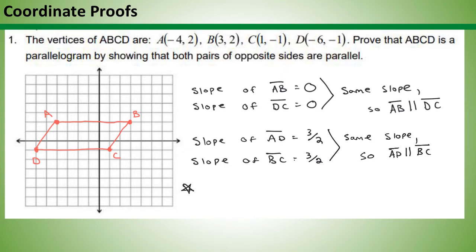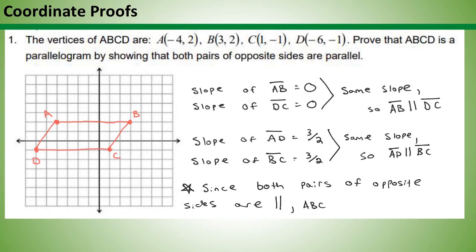So we need to write a statement at the end here, summarizing our proof. So we're going to say, since both pairs of opposite sides are parallel, I can use a symbol there, we're going to say that ABCD is a parallelogram.